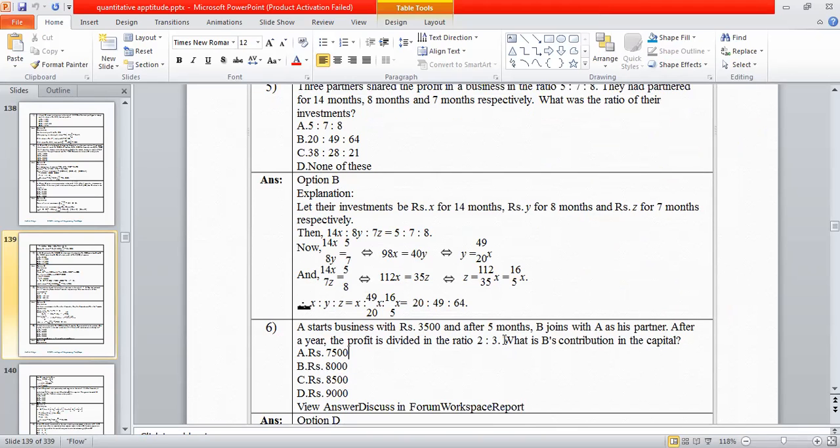A starts business with rupees 3,500 and after 5 months B joins with A as his partner. After a year the profit is divided in the ratio 2:3. What is B's contribution in the capital?